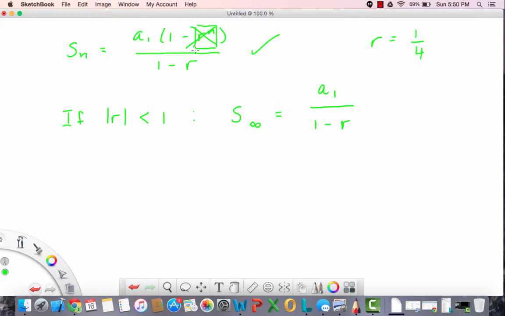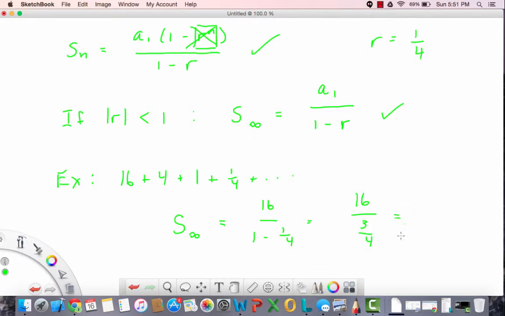So we get rid of this r to the n term, and we are left with this equation right here. So using our example that we've been sticking with for consistency, 16 plus 4 plus 1 plus 1/4, and on, what happens if we kept adding these numbers and we never stopped? Well, s sub infinity would equal a sub 1, which is 16, over 1 minus r, so that's 1 minus 1/4. This is 16 over 3/4, which is multiplying by the reciprocal of the denominator. That's 16 times 4 over 3, which is 64/3.